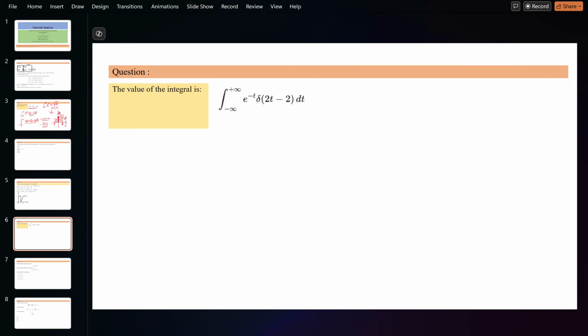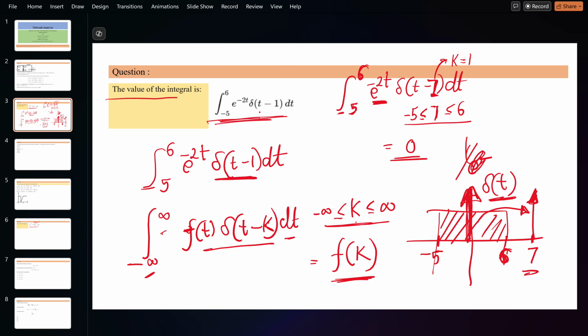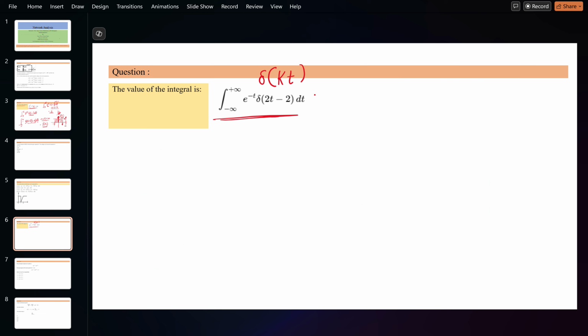Okay. Let's move to this problem. This problem is in a similar manner, but here if you see, the delta has a coefficient. In the previous problem which we have seen, the coefficient of t in the delta was 1, but in this problem the coefficient of t is 2. So in these problems, what we usually do is take the 2 out, so that it becomes t minus 1.